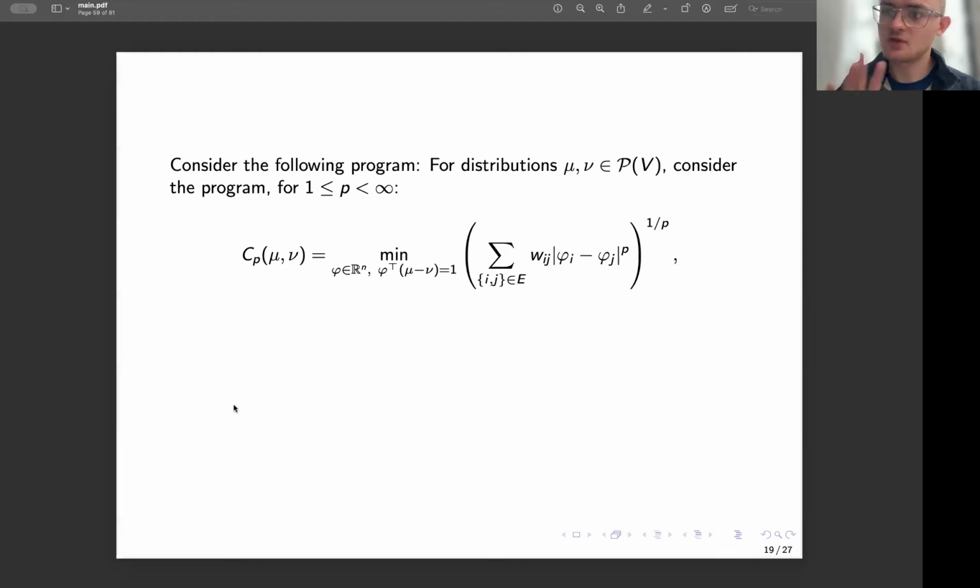Okay, having given you a bit of optimization background, I'm going to ask you to consider the following program. So for two distributions, mu and nu, I would like you to consider this program CP of mu and nu, which is given by the minimum over all phi here. So these are vectors in Rn which satisfy this affine constraint, right? So I'm looking for vectors phi which have positive inner product against the difference of mu and nu.